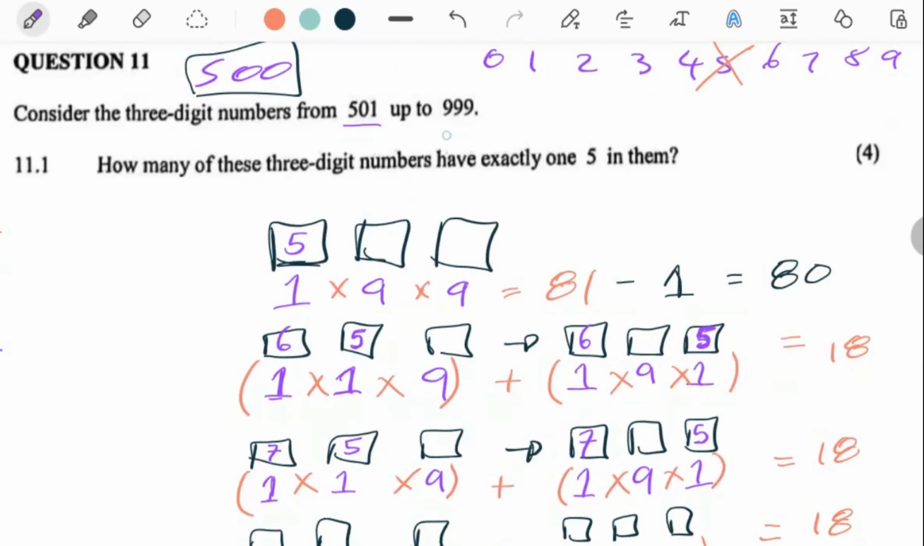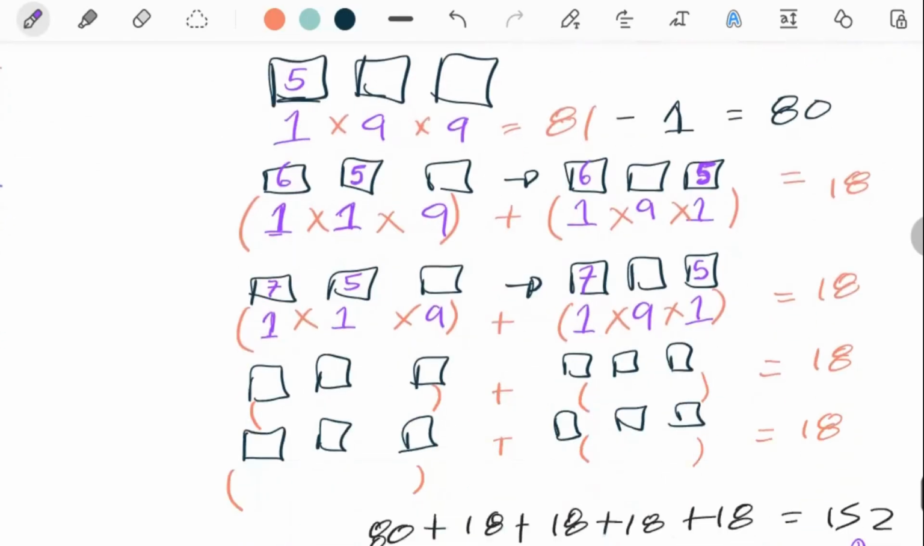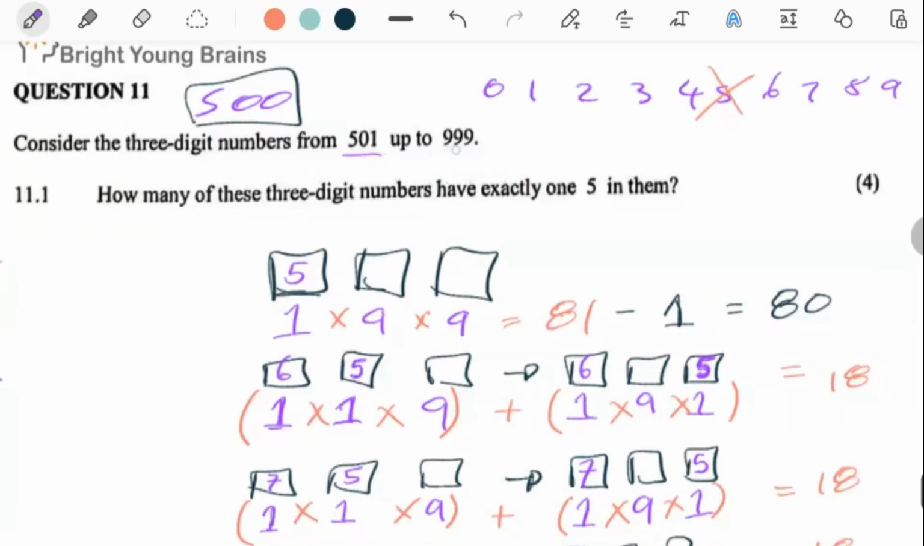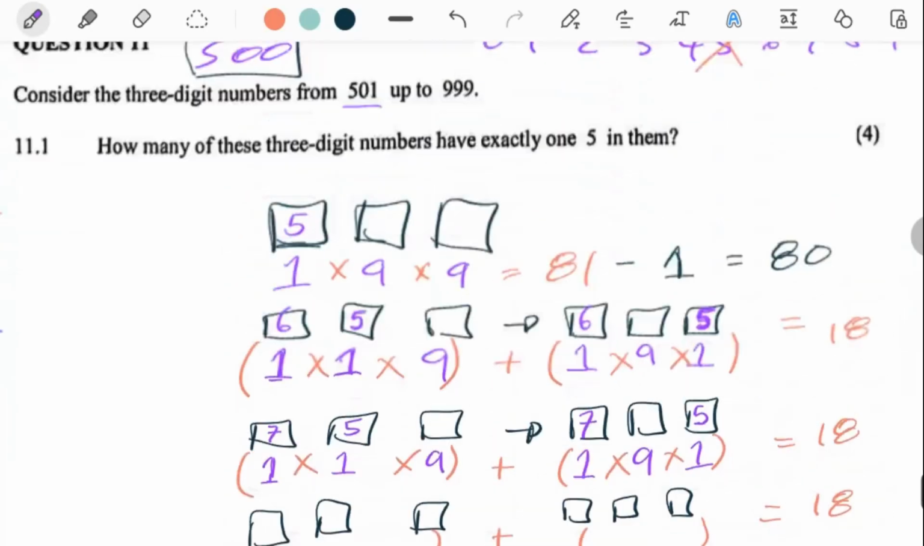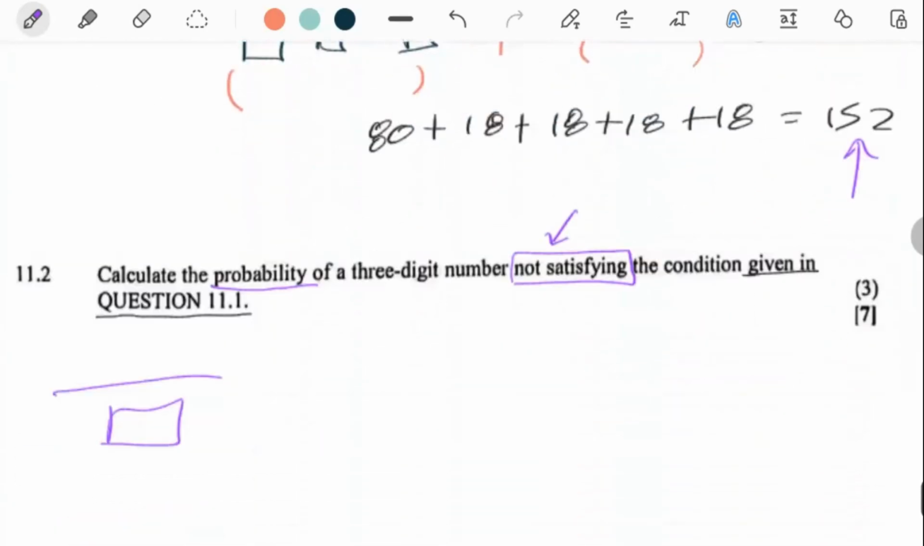So the probability of numbers not satisfying that condition, we need to consider between 501 up until 999. How many numbers do we actually have all together first? Because once we know all the numbers we have all together, we know that that will be our denominator. Our numerator will be all the numbers that don't satisfy this condition, which will be our total minus the 152. That will give us all the numbers that don't satisfy the condition. So let's work out the total first of all numbers between 501 up until 999.